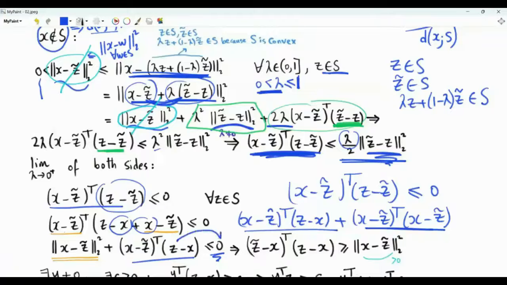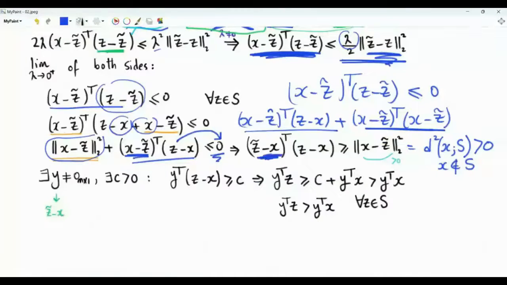Now move this to the other side, and I used the minus sign to write this as z tilde minus x. The inner product of z tilde minus x and z minus x is greater than or equal to this L2 norm square, which is strictly positive because this is the square of the distance between x and set S, and we have assumed that x is not an element of this non-empty closed convex set S. Now we have our result. Let's call this y. What do we have? We have y transpose times z minus x is greater than or equal to a strictly positive quantity, c. This is what we have.